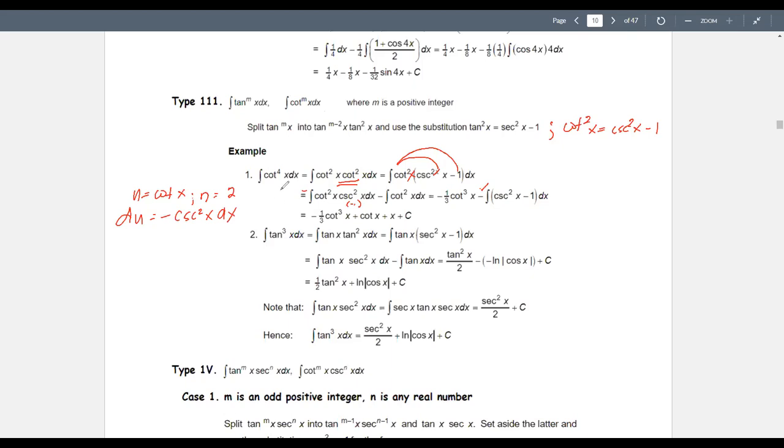Do you have any questions? Do you have anything to clarify regarding sample 1?